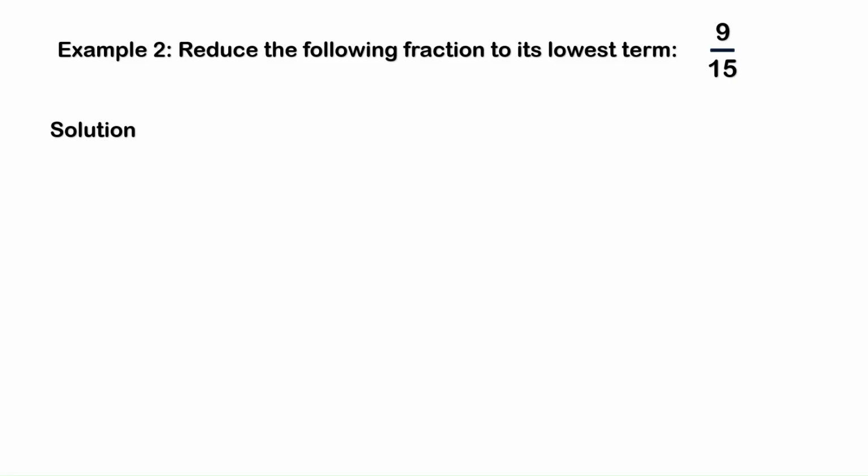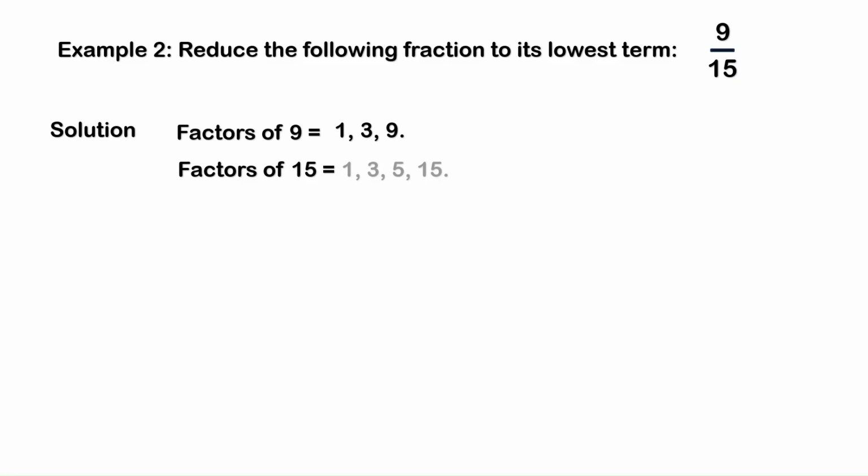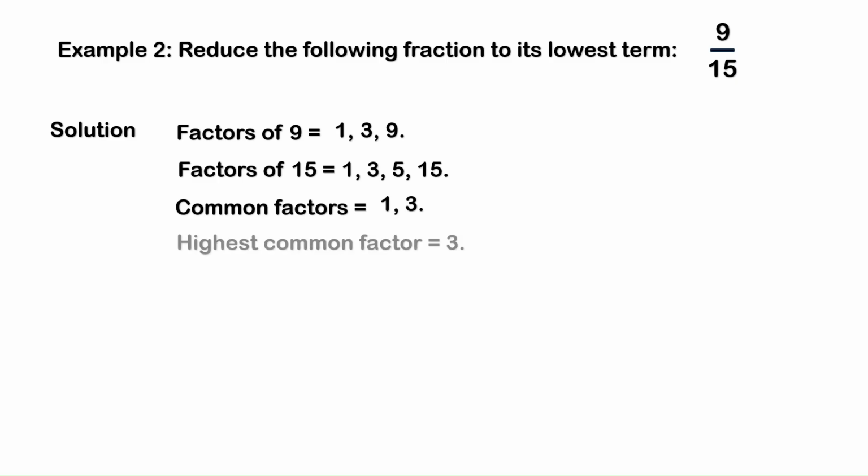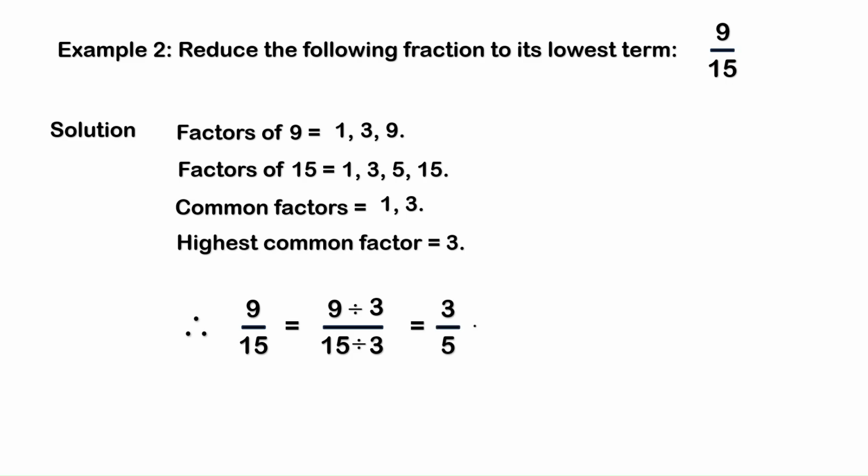Here factors of 9 are 1, 3 and 9. The factors of 15 are 1, 3, 5 and 15. Common factors are 1 and 3. Highest common factor is 3. Hence, 9 upon 15 equals both divided by highest common factor 3, which equals 3 upon 5. Hence, lowest term of 9 upon 15 is 3 upon 5.